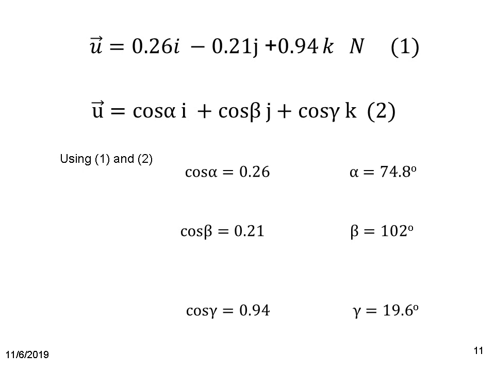Here cos alpha is 0.26, therefore alpha is cos inverse of 0.26, which is 74.8 degrees. In similar fashion, we can find the angles beta and gamma as 102 degrees and 19.6 degrees respectively.